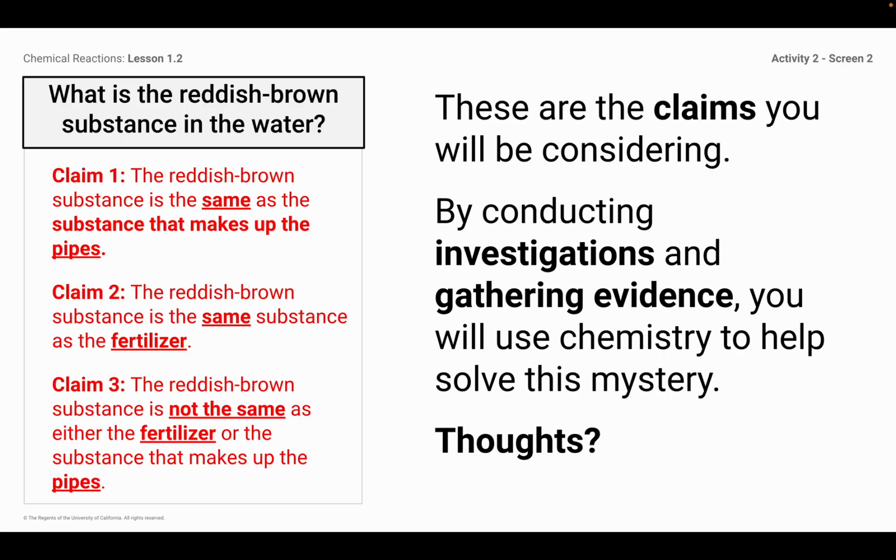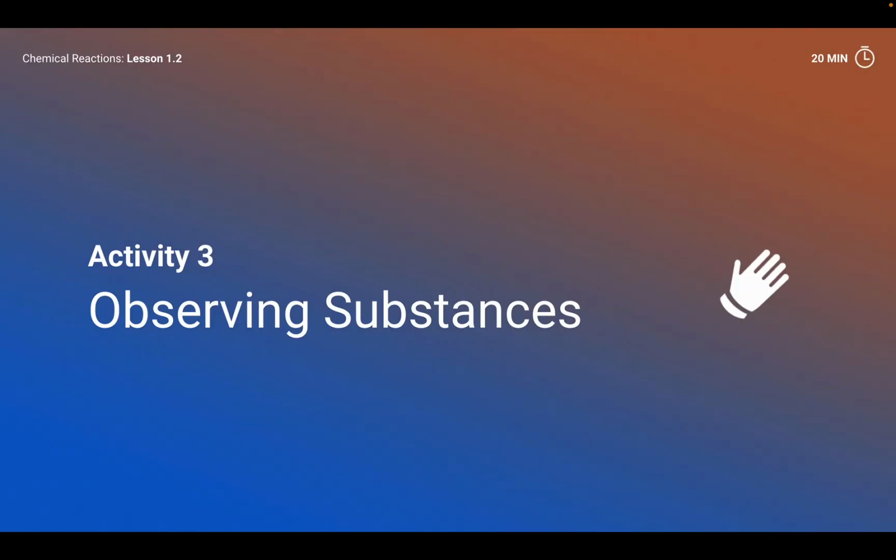Okay, so the next thing you have in your notes is I've copied all three claims and I've put them in your notes. And all I want you to do is read through the claims and just comment on them, okay? So the three claims are, claim number 1 says the reddish-brown substance is exactly the same as the substance that makes up the pipes. Claim number 2 says the reddish-brown substance is exactly the same substance as the fertilizer. And claim number 3 says the reddish-brown substance is not the same as either the fertilizer or the substance that makes up the pipes.